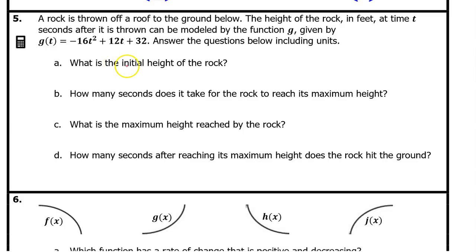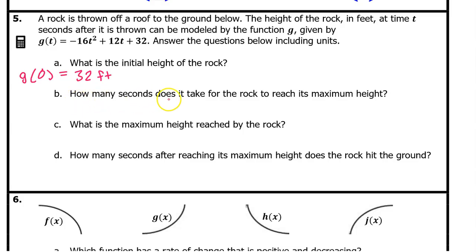Part A, what is the initial height of the rock? We don't need the calculator for this because the initial height of the rock is going to be the height at time t equals 0. So g at 0 is what you get if we just plug in 0 for t, which will be 32. What are the units? Feet. So that's it for part A.